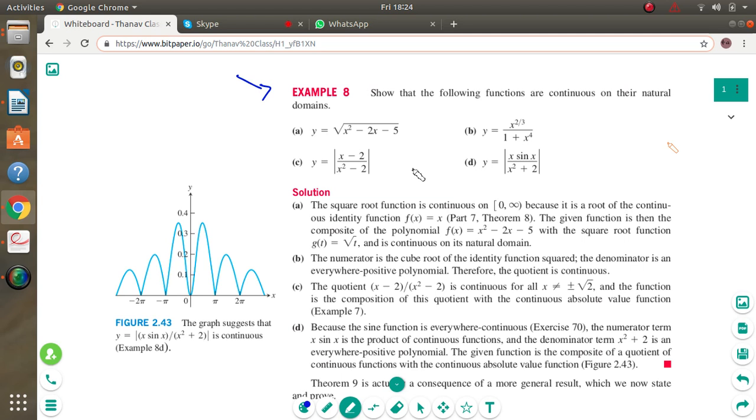The c part, same thing. You have to say x by x minus 2 divided by x squared minus 2. That is a function that is always positive and it's continuous also. But how do you know if it's continuous or not, just by looking at it? This will be given as modulus of x minus 2 whole divided by modulus of x squared minus 2.